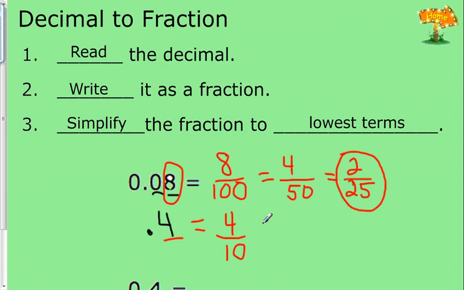Now, if you look at those numbers, 4 and 10, those are both even numbers, so the shortcut is to cut them in half. Half of 4 is 2, and half of 10 is 5. So that gave us 2/5. Very easily done, decimal to fraction. Good job, guys.